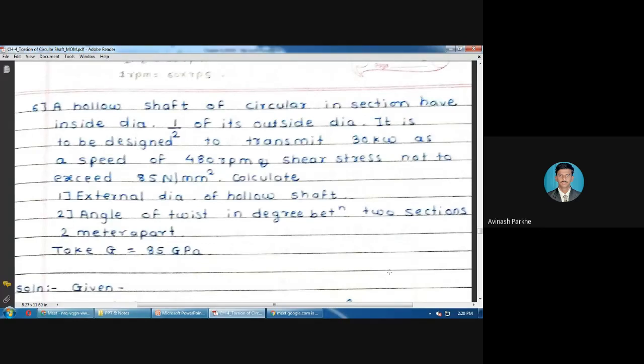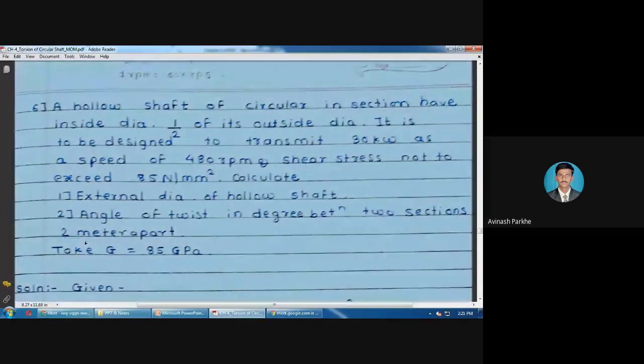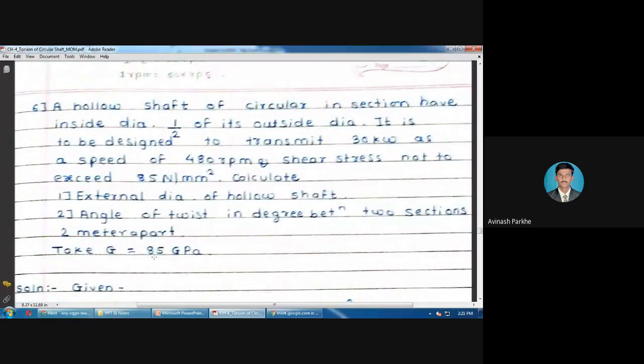Calculate number 1, external diameter of the hollow shaft. Calculate the external diameter only. They have not asked for the internal. And second, calculate the angle of twist in degree, between two sections 2 meter apart. We have to calculate theta, and for that particular theta the length is given: 2 meter. And take the modulus of rigidity, capital G, equal to 85 gigapascal.